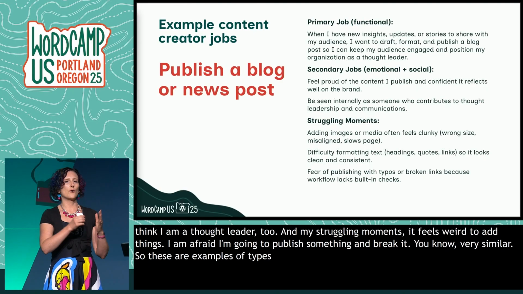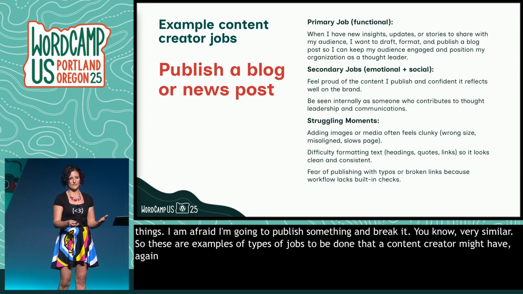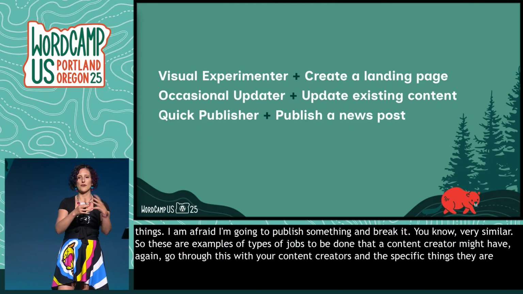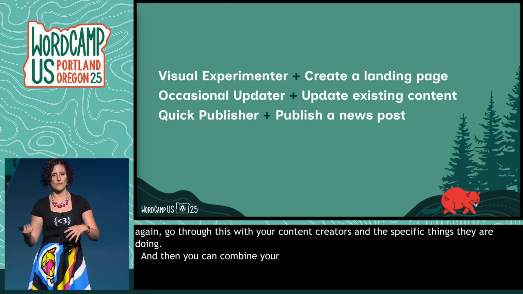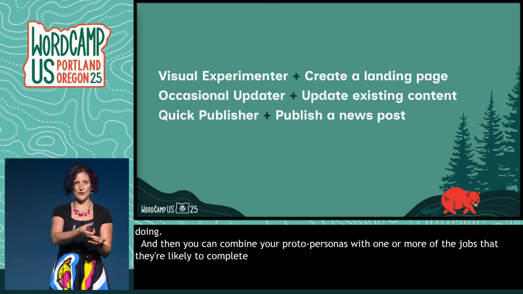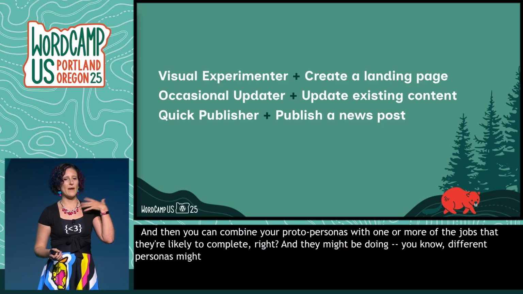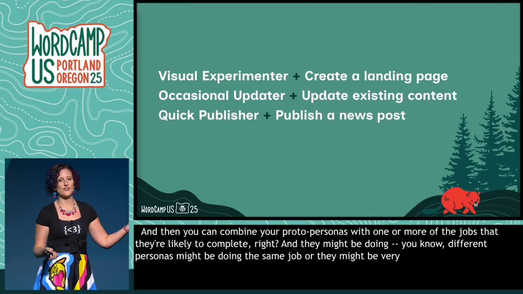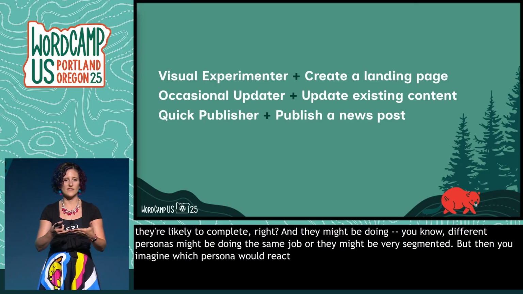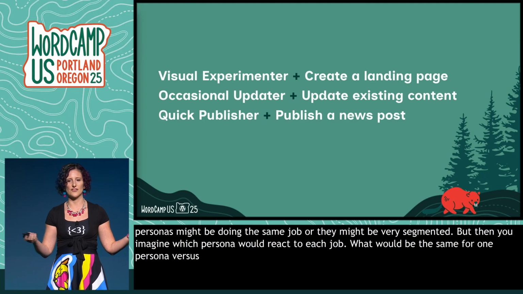Again, go through this with your content creators and the specific things that they are doing. And then you can combine your proto-personas with one or more of the jobs that they're likely to complete, right? Different personas might be doing the same job, or they might be very segmented. But then you imagine how each persona would react to each job. What would be the same for one persona versus another doing the same job? How do their motivations impact their actions and results?